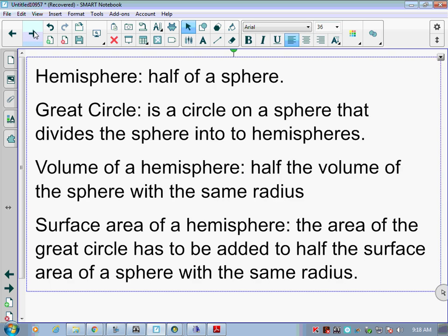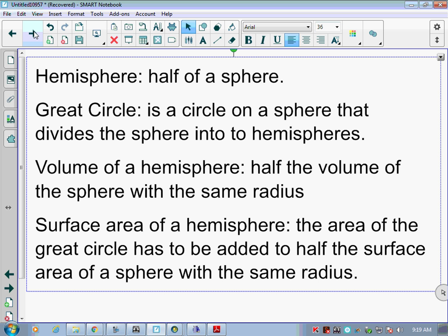All right, leaving us some other things to talk about. A hemisphere is half a sphere. Okay, now this is a hemisphere, right? Can't see it on the video, but I'm holding up a hemisphere. Looks like a little bowl. So it's half of a sphere.